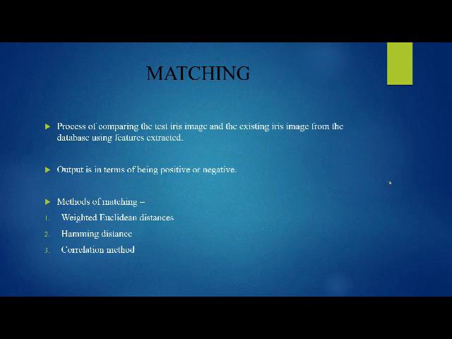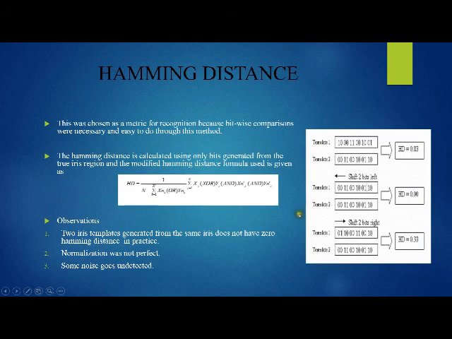So after that, we come to matching, which is the final step in iris recognition, where the test iris image, or the subject's iris, is compared to the templates which are already there in the database, and output is in terms of positive or negative. Some of the methods of matching would be using weighted Euclidean distances, Hamming distances, or the correlation method. I have implemented the method of Hamming distance, so I will be talking about that a little bit in the next slide.